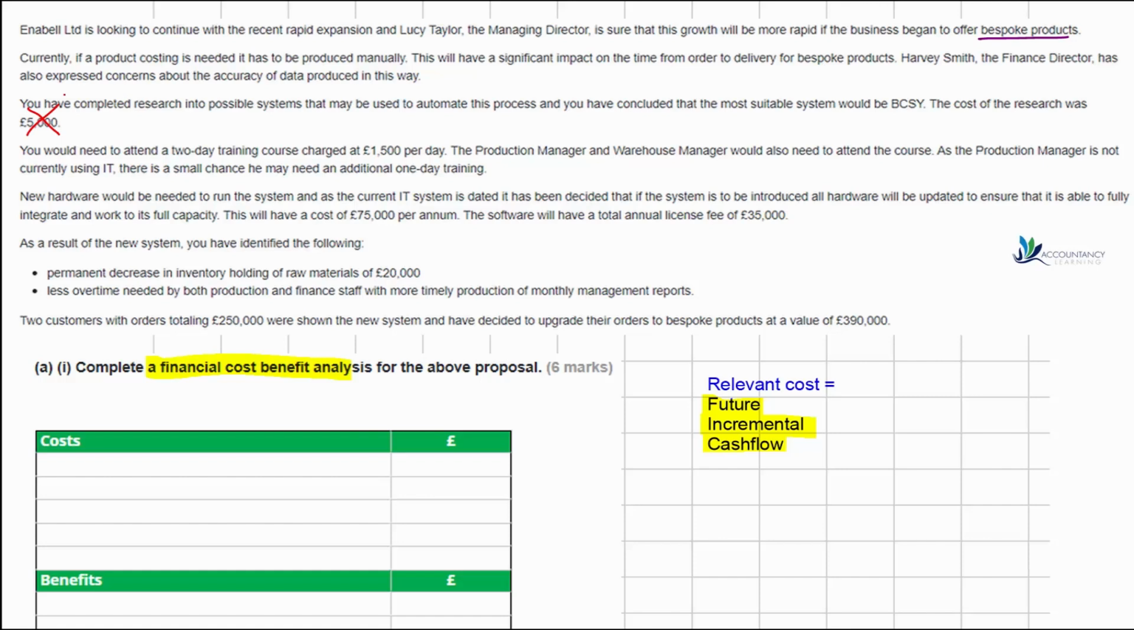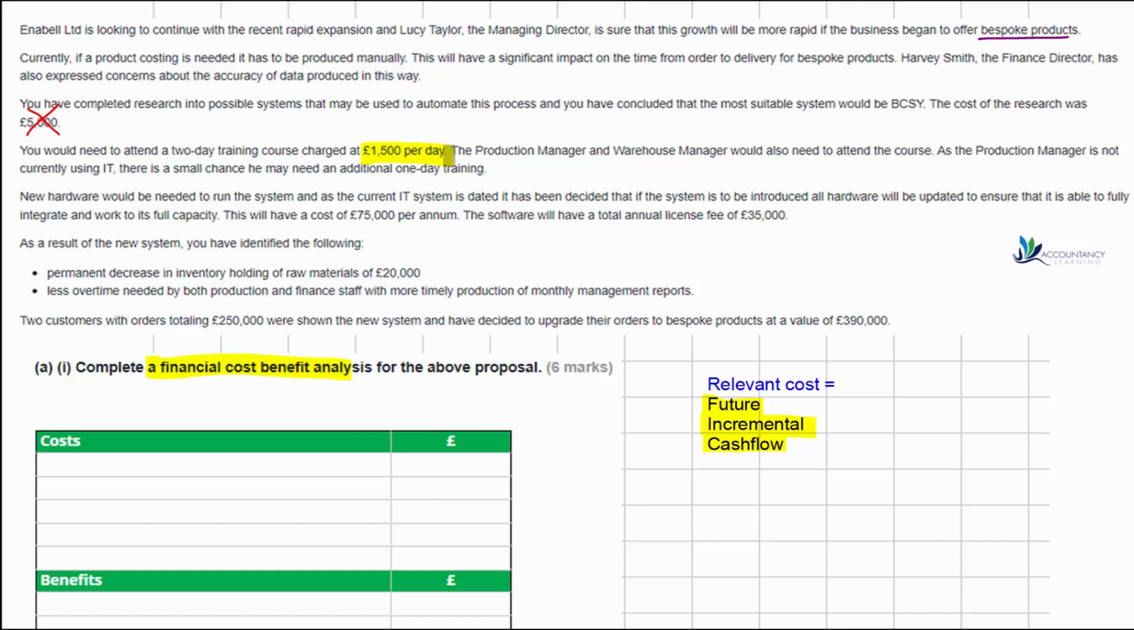Next, you would need to attend a 2-day training course charged at £1,500 per day. Well, yeah, that's going to be in the future, isn't it? So that is a relevant cost. That's a cash flow, it's based on this decision, and it's in the future.